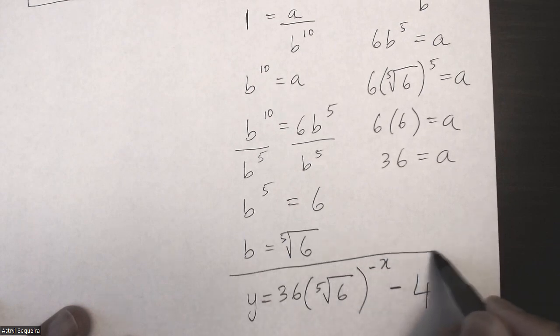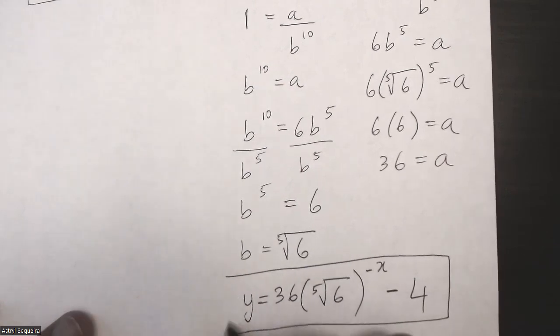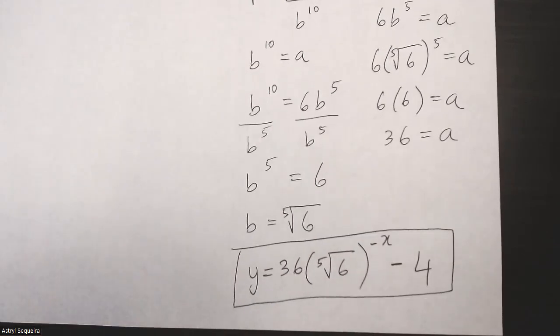And this would be the equation of my exponential function that passes through those 2 points.